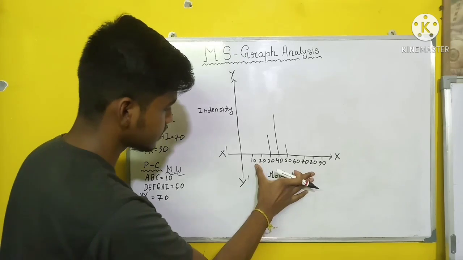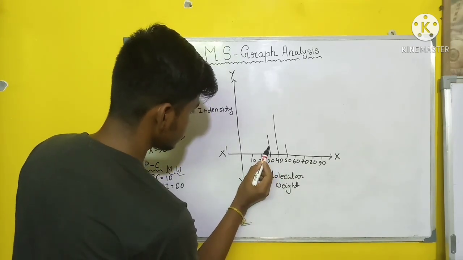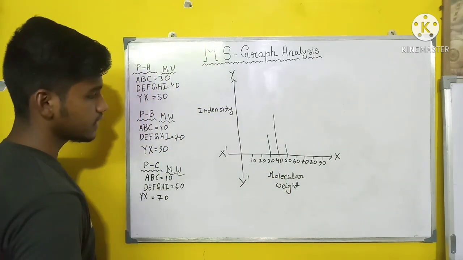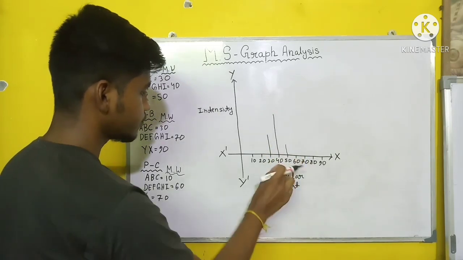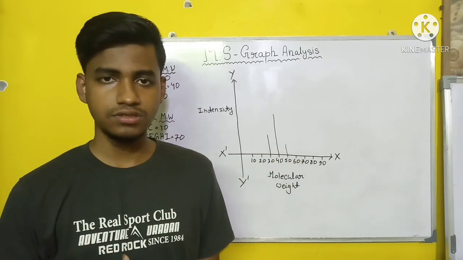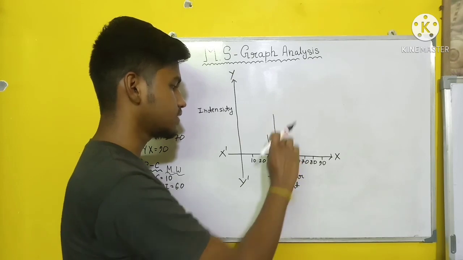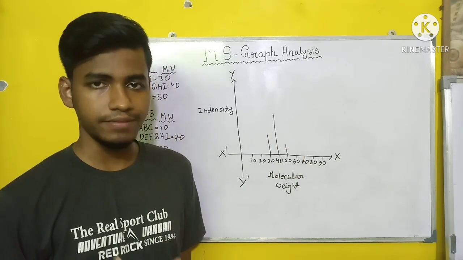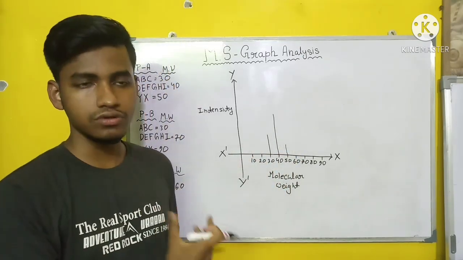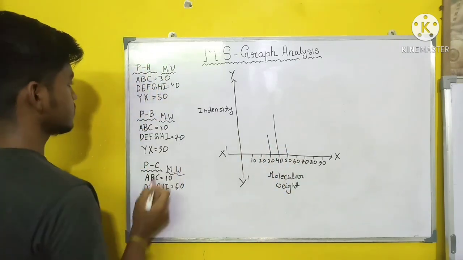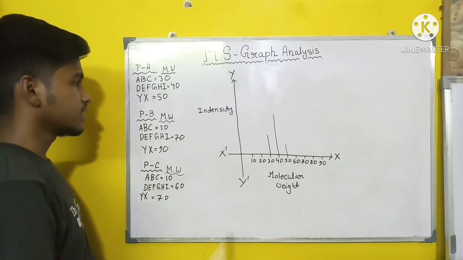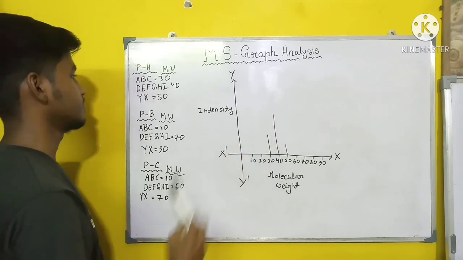Now if you look at this graph, one line is on 30, another line is on 40, another line is on 50. Here you can see that the highest line is on 40. That means this fragment is long among those lines, having the highest peak. This is the largest fragment. So here you can see that DEF GHI is the largest fragment.